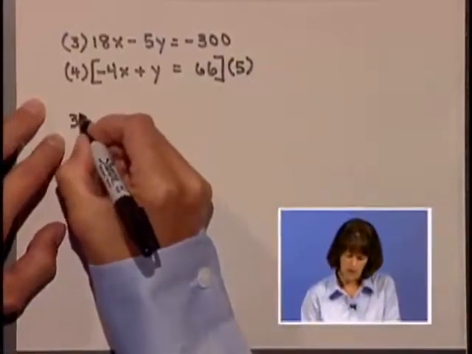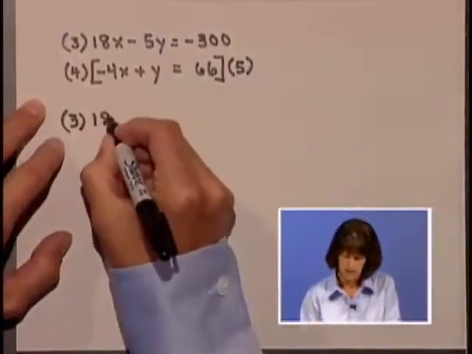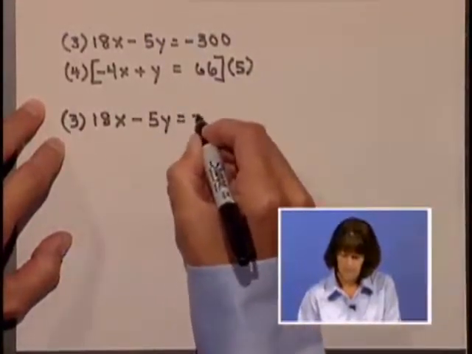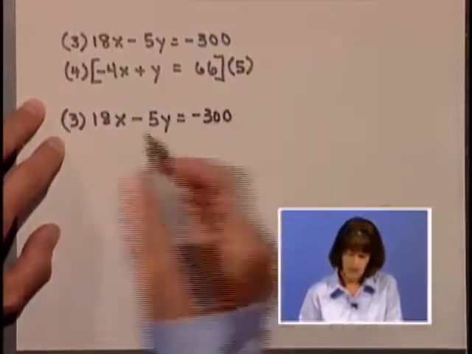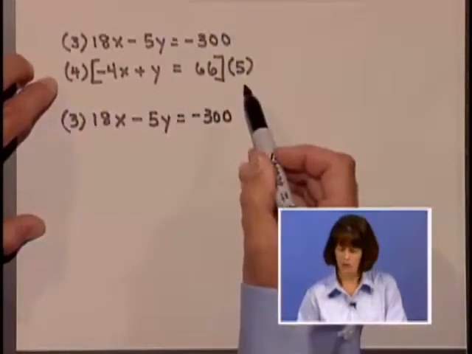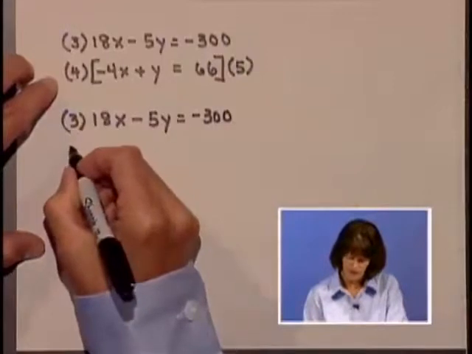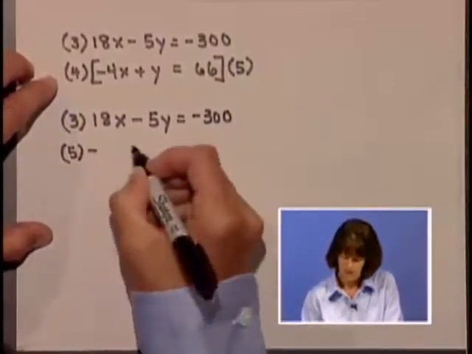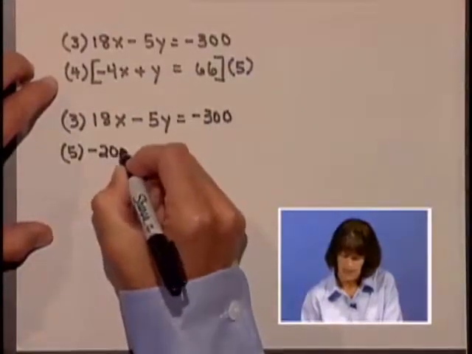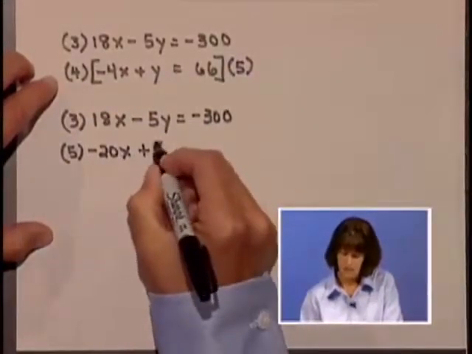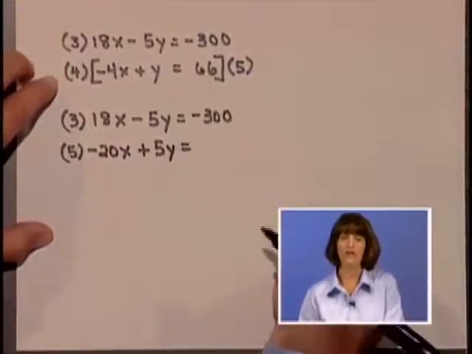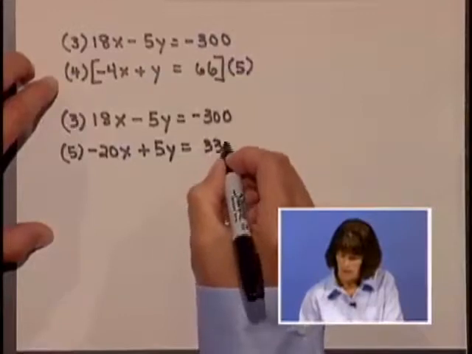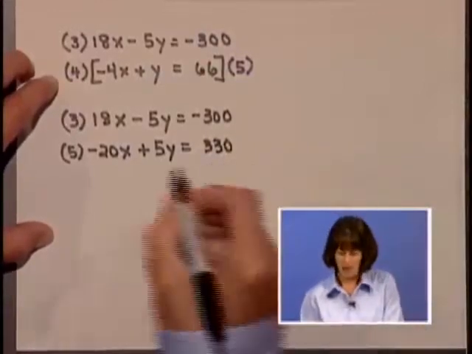Let's leave equation 3 alone and just recopy it. We'll multiply equation 4 through by that constant value of 5. And wow, this becomes a new equation 5. 5 times that -4 is a -20x plus 5y is equal to 66 times 5, or a 330. Now we're ready to add.